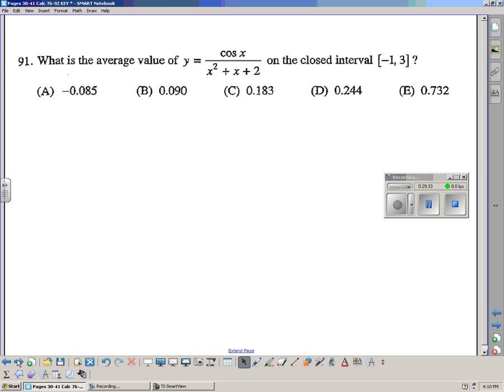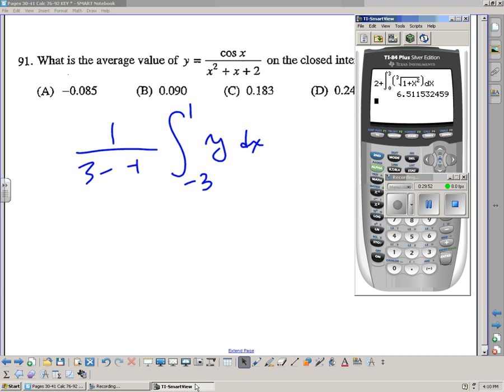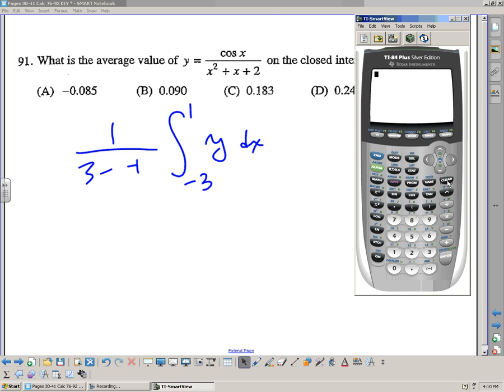All right, number 91, another very easy one. What is the average value of y equals that function on the closed interval -1 to 3? Well, it's 1 over 3 minus -1, the integral from -1 to 3 of y dx. So what do we have here? Clear this out. We have 1 over 3 minus negative 1, which is 1/4. I'll put 1 over 4 in here.